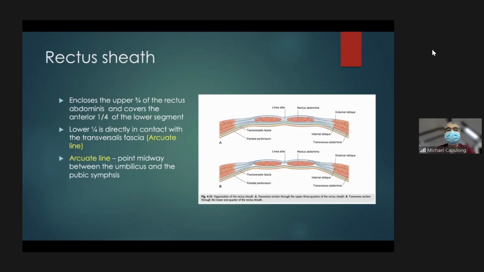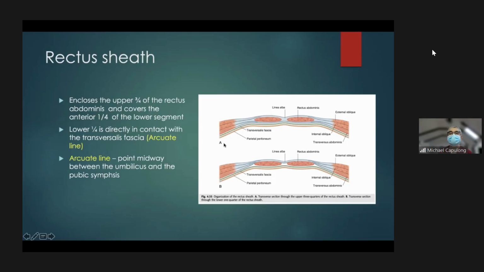The general makeup of your rectus sheath is somewhat unique. Remember, I mentioned the arcuate line earlier as a point wherein you have a transition between the covering of the rectus sheath. So your arcuate line is a point midway between the umbilicus and the symphysis pubis. So in this area, the covering changes. Initially, your rectus sheath encloses the upper three-fourths of the rectus abdominis and covers the anterior one-fourth of the lower segment. So as it goes down, the lower one-fourth will become directly in contact with your transversalis fascia.